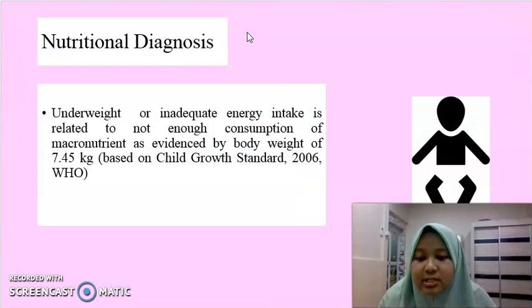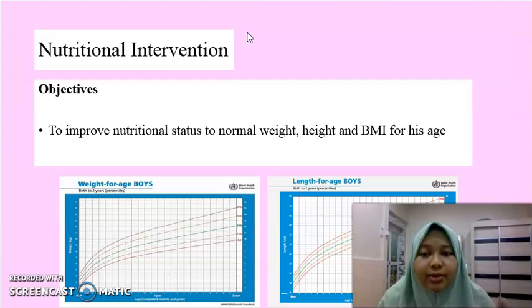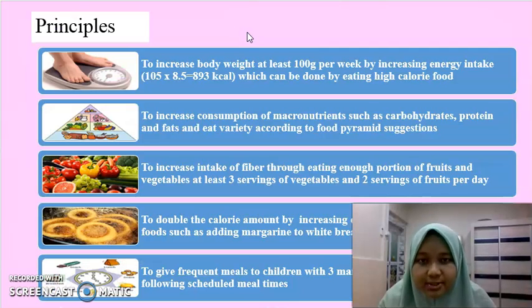Okay, so the nutritional diagnosis is underweight or inadequate energy intake related to not enough consumption of macronutrients, as evidenced by body weight of 7.5 kg, based on the Child Growth Standard 2006 by WHO. For the nutritional intervention, the main objective is to improve his nutritional status to normal weight, height and BMI for his age. These are the principles. The first one is to increase his body weight by at least 100 grams per week by increasing energy intake, based on the formula, which can be done by eating high calorie food.